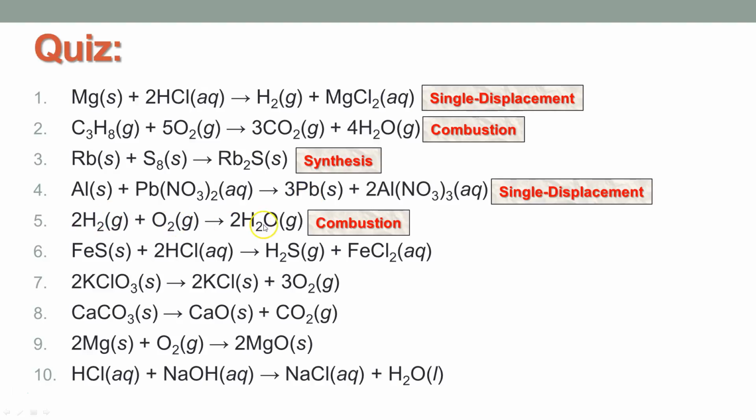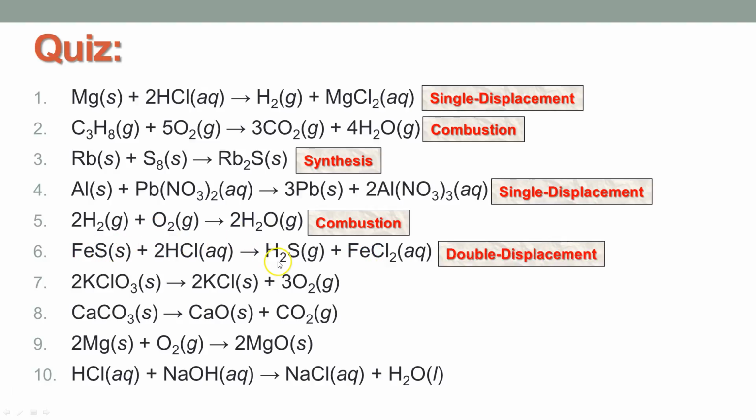Next up, hydrogen plus oxygen, that's going to be a combustion reaction. Going to be producing water vapor. Dead giveaway, burning with oxygen, releasing a lot of energy. Iron sulfide plus hydrochloric acid is going to make hydrogen sulfide and iron chloride. That one is going to be a double displacement.